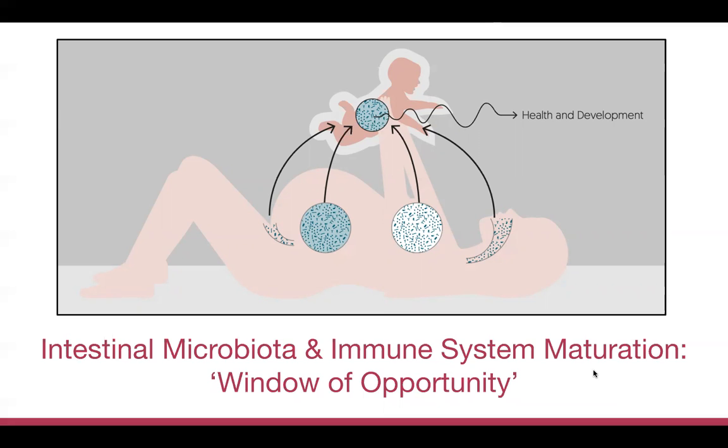And the window of opportunity is essentially the first 1,000 days after conception. It includes pregnancy and the first 2 years of life, and is a critical time for the development and health of the future adult. Both physiologic and immune development of the infant and establishment of their microbiota occur, again, in parallel throughout this short space of time. Next slide, please.